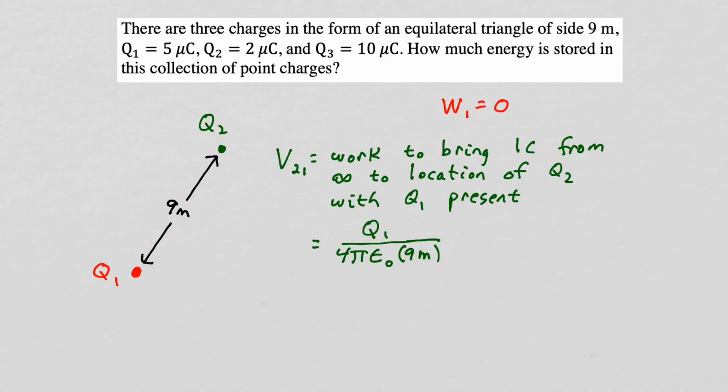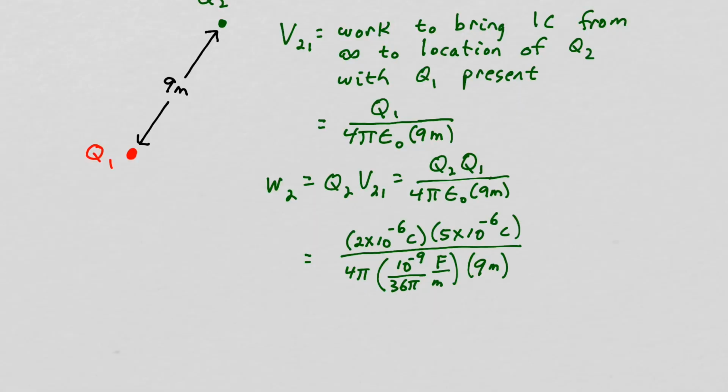So if this is the work to move 1 coulomb to the position where Q sub 2 is, the amount of work to move Q2 there is just Q2 times V sub 2(1). So let's put in our values of Q1 and Q2 and epsilon sub 0 and calculate this work. So I've substituted in our values.